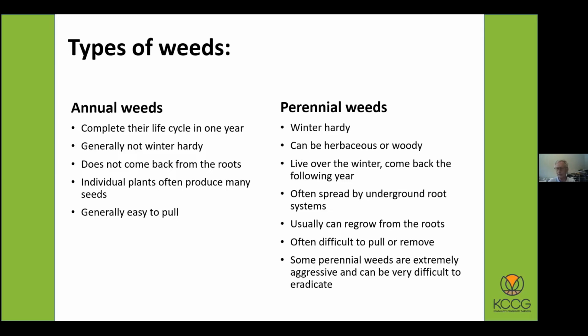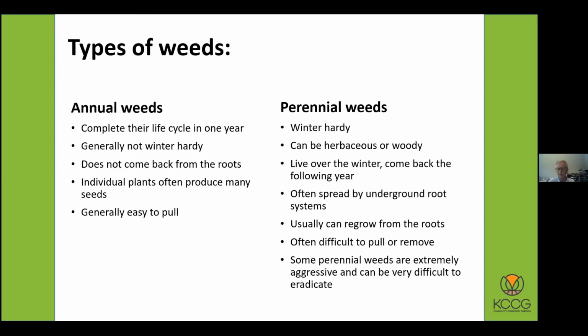And so they can live over the winter, all these perennial weeds. They'll come back the following year. Often they will spread by underground root systems, but not always. Sometimes they spread mainly by seeds, sometimes both, but they usually can regrow from the roots. So if you break off the top of a perennial weed, like a fine weed or a dandelion, it's going to just grow right back. So you really have to work at trying to get those roots out.